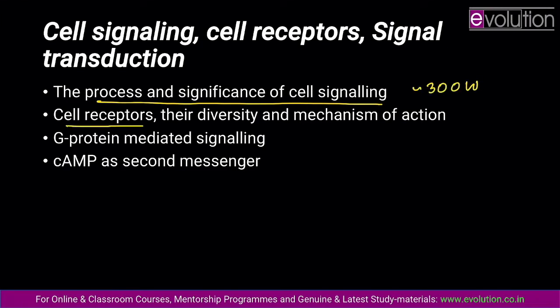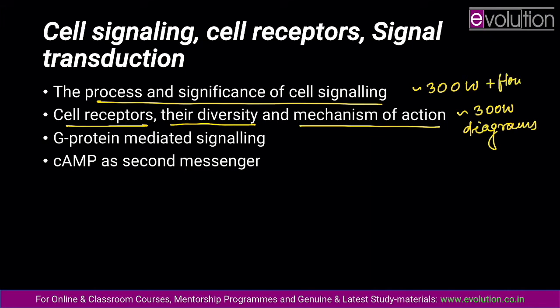After that, cell receptors. What are the major types of cell receptors, and what is the mechanism of action? In a tabular format, approximately 300 words. Here you will also need some diagrams, and here you will need mainly flowcharts.